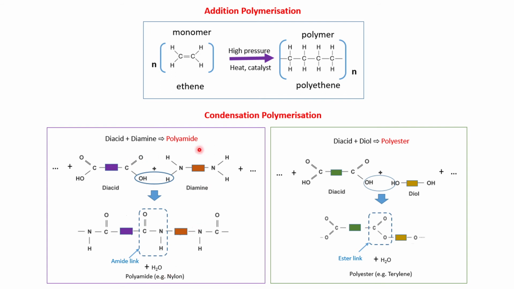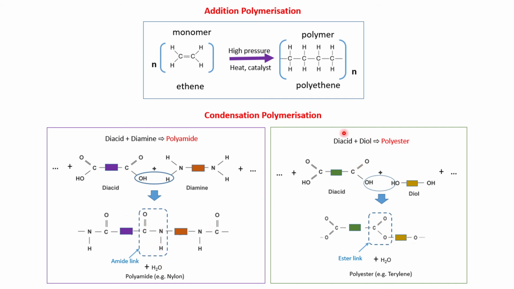If it is a condensation polymerization, let's suppose one monomer is a diacid and another monomer is a diamine. So the diacid OH will do the condensation with the hydrogen of the amine, and there will be release of an H2O molecule along with the amide bond formation.